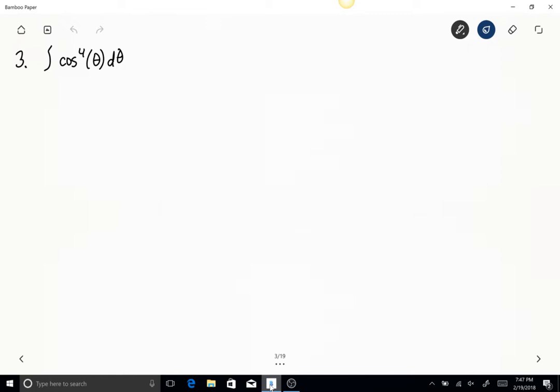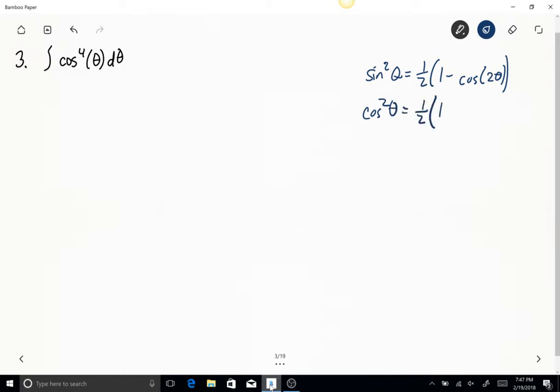Now we just have to remember, okay, how do we handle the case where we have cosine to the 4th theta? Well, there's a series of trig identities, and the big 2 when you have an even exponent up there. Now sometimes if it was cosine cubed, that becomes a different problem. But you need to remember sine squared theta is 1/2 times 1 minus cosine of 2 theta, and then cosine squared theta equals 1/2 times 1 plus cosine of 2 theta.